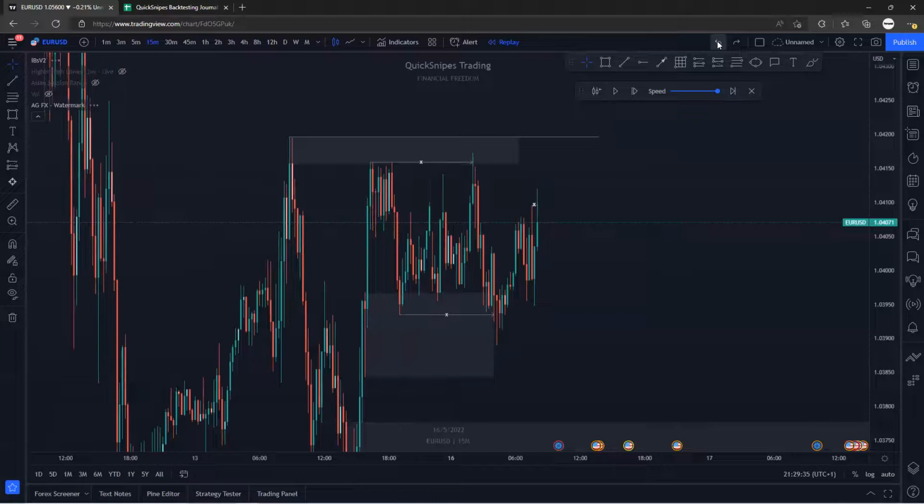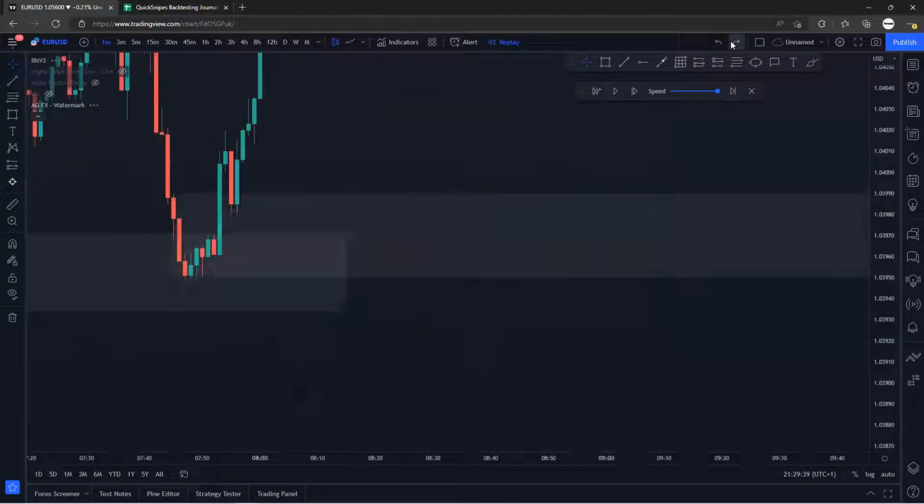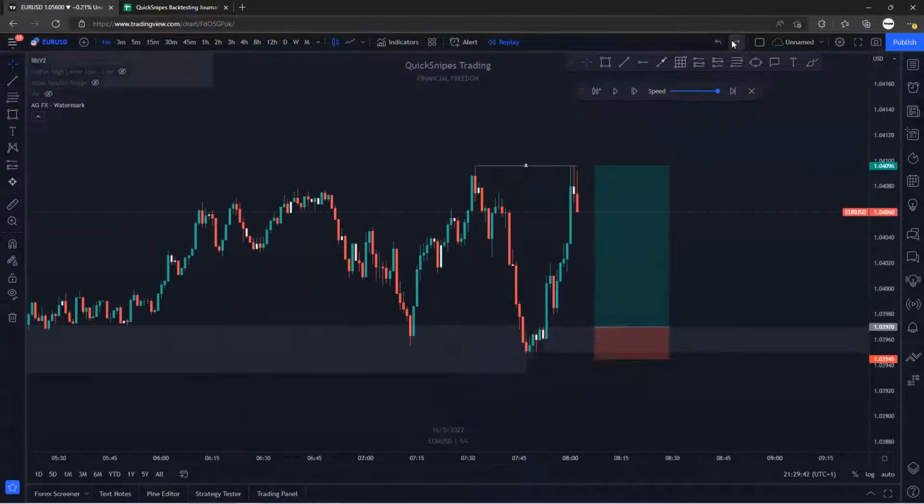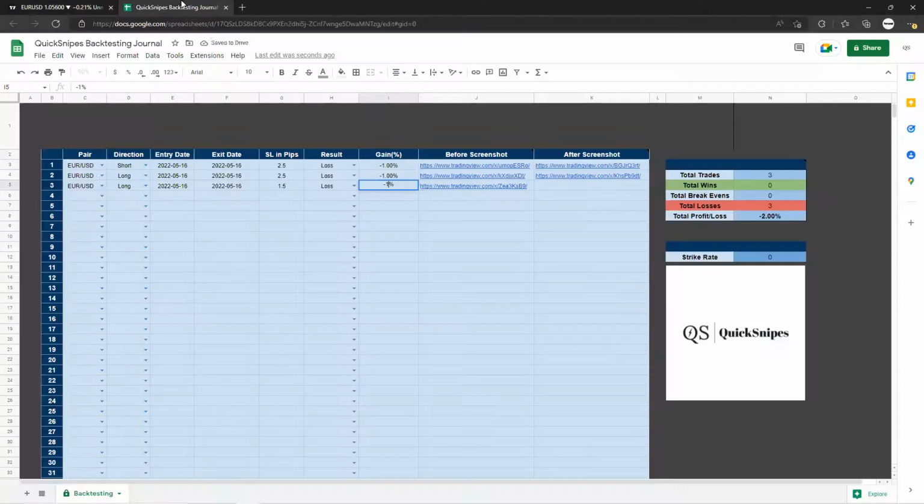So, oh, hold on, we didn't enter the trade because it just went without us. So we can clear that line because it was never actually a trade that we entered upon. So yeah, we can just clear this line.